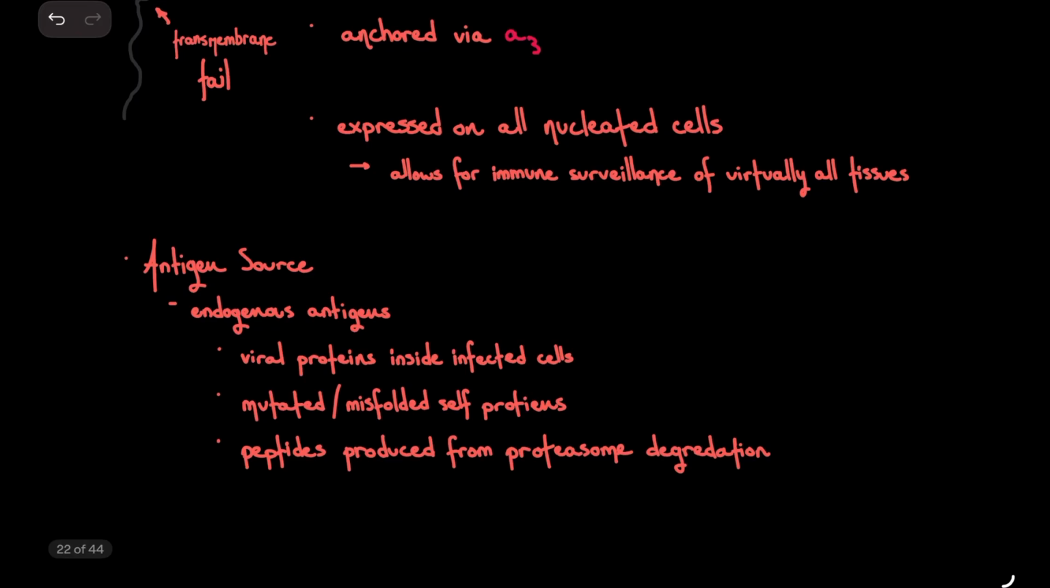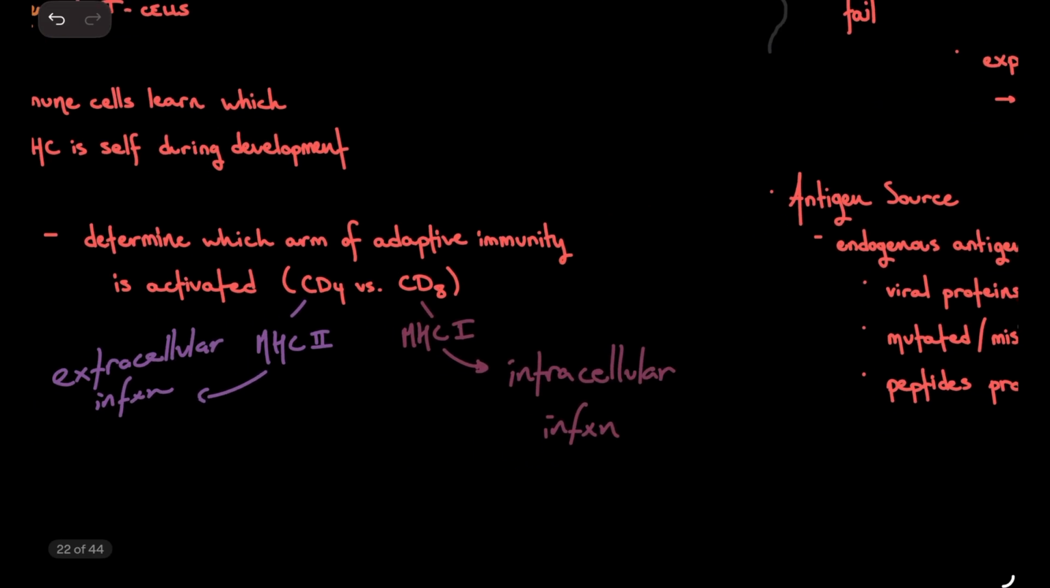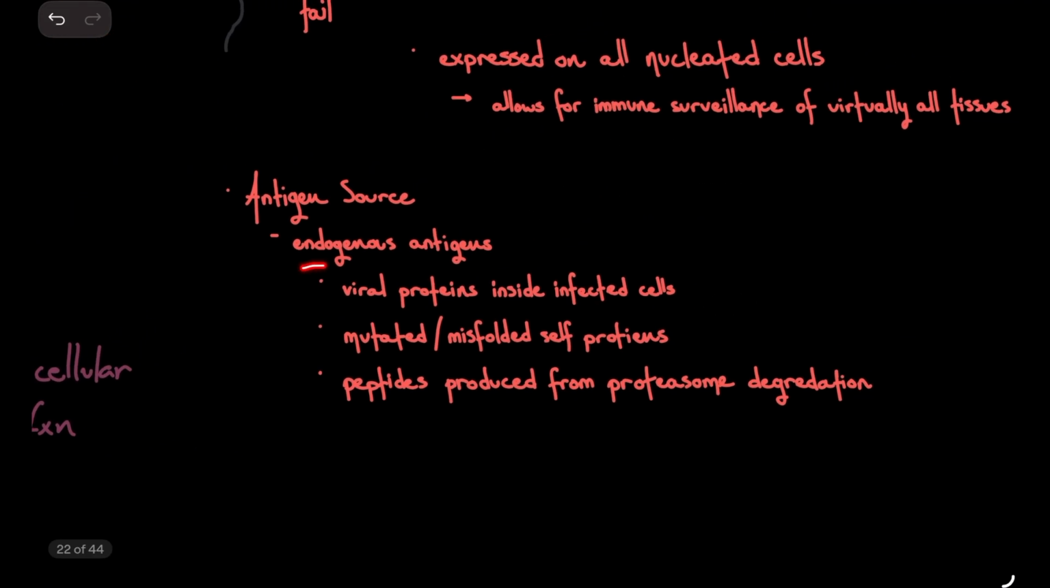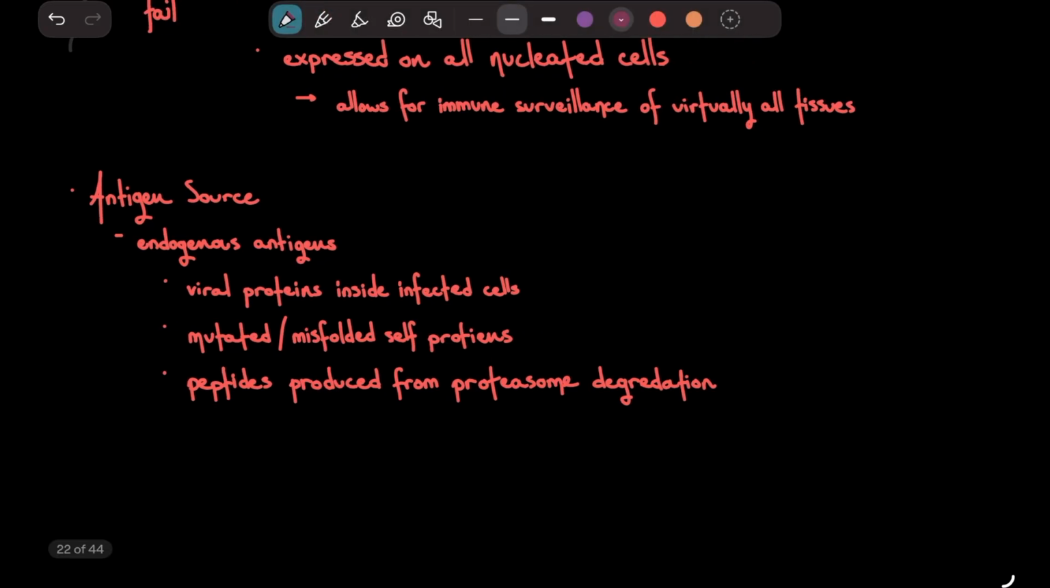What is the antigen source typically for MHC1? This goes back to what I was talking about over here. Typically, endogenous antigens. Endo means within, the inner layer. Viral proteins inside infected cells, mutated or misfolded proteins. The 3D modeling of a protein confers its function. None of them are cubes. I can't draw an actual 3D protein.